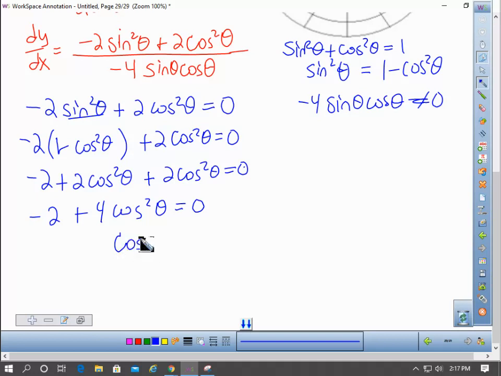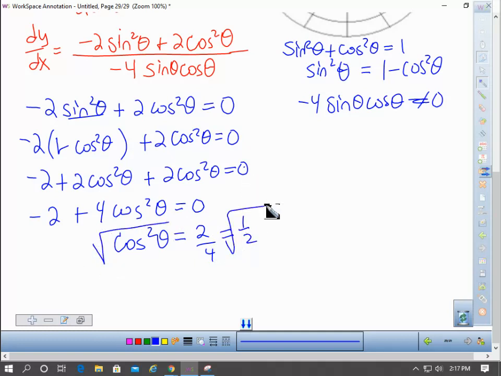So that means cosine squared theta, I move the 2 over here and then divide by 4, and that equals 1/2. So now when I take the square root, that means cosine theta has to equal the square root of 1/2, which is going to be 1 over radical 2, which is radical 2 over 2. So now we've got this.